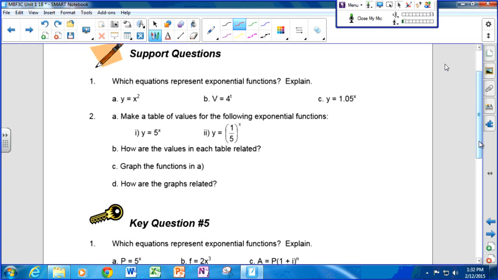Okay. It says, which equations represent exponential functions? Okay, now this can be tricky. Remember that our exponential function is going to be a times b to the x, or to some variable. Okay, so we need to have a number that's not 0. Okay. We need to have a base that's greater than 0, and we need to have a variable for the exponent. Okay.